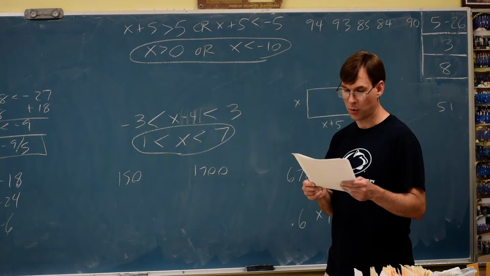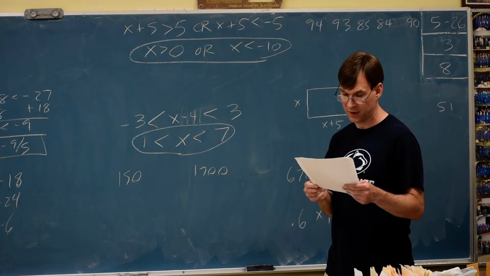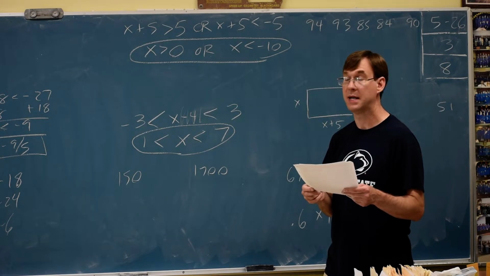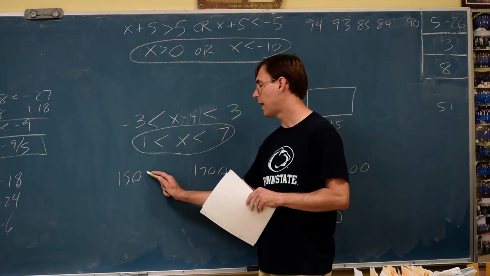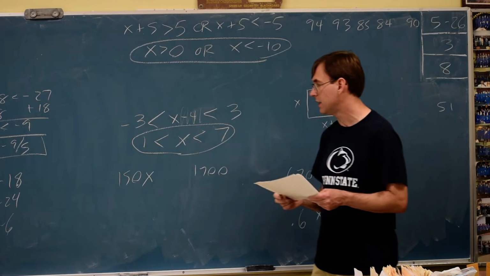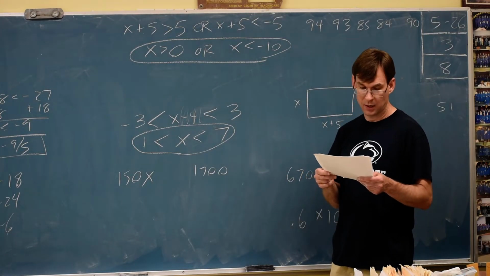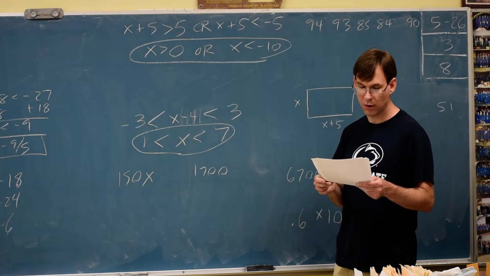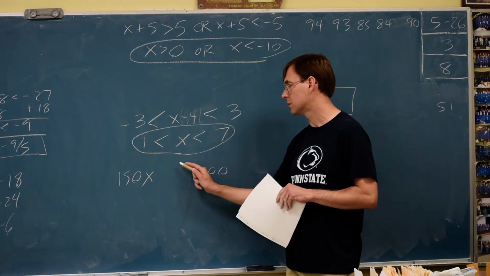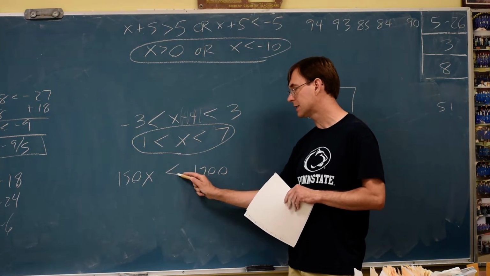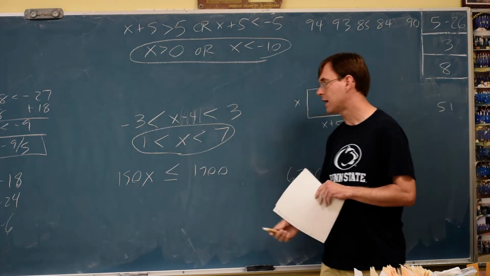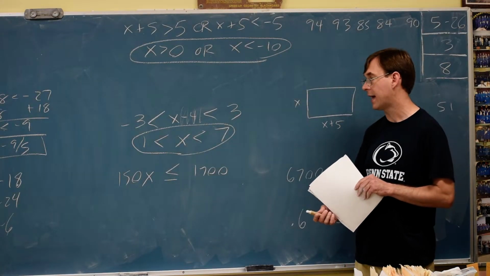15, we're doing story problems, so we're 150 pounds per kid, but we don't know how many kids there are. So the total weight in the elevator would be 150 times x. The elevator limit is no more than 1,700 pounds, which means we'd like to stay less than it, but it would even be okay if we equal that. So we want that symbol.